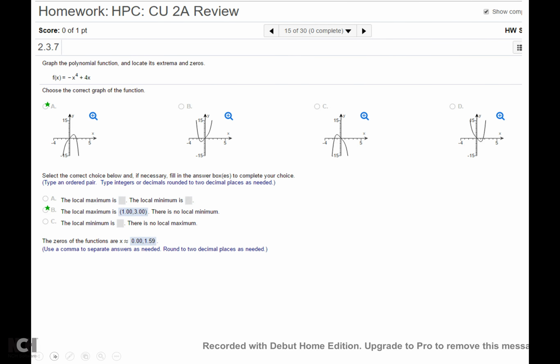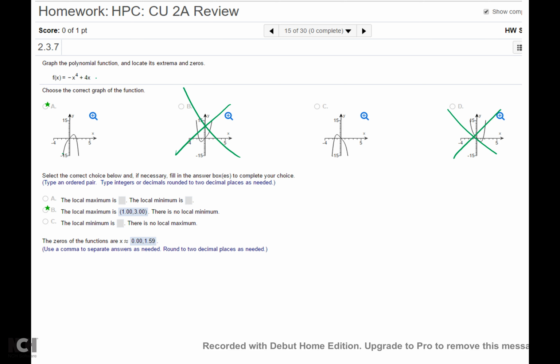Okay. Graph the polynomial function and locate its extrema and zeros. You can, I mean, obviously type it in the graphing calculator, which is what we're going to do, but if you were just having to pick a graph and you couldn't type it in yourself, they want you to look at a couple things. First of all, it's an even function, so the tails have to point in the same direction, which they all do. The leading coefficient is negative, which means that the tails have to point down, so those two are out.